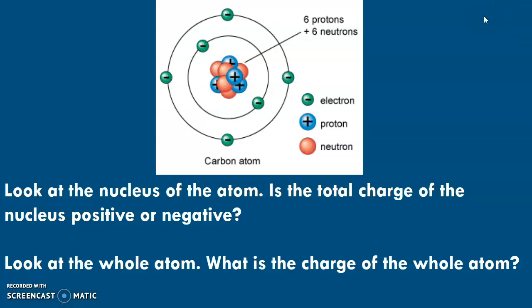I want you to think about something for a minute here. Look at the nucleus of an atom. Is the total charge of the nucleus positive or negative? In this case, I have 6 protons, 6 neutrons, and 6 electrons. If I'm looking at just the nucleus, the neutrons have no charge at all, so the nucleus is always positive because of those protons having a positive charge. Now, the whole atom has no charge. It's neutral because everything's balancing each other out. The protons and the electrons balance each other out because those are the positives and negatives.